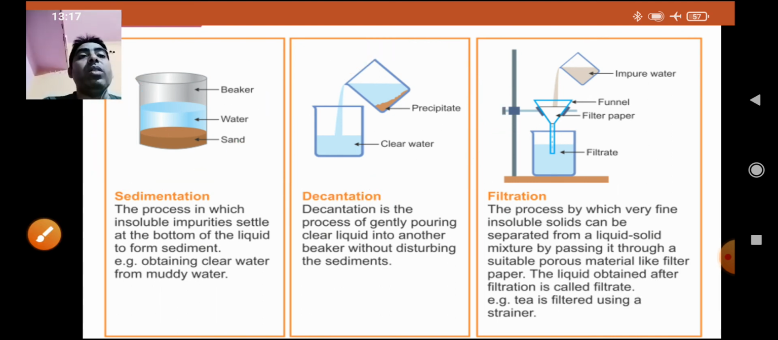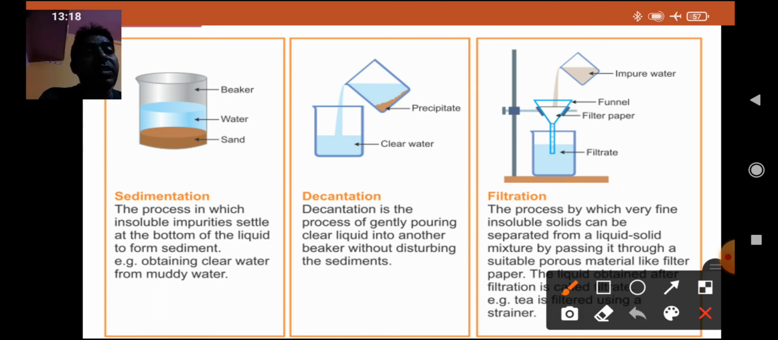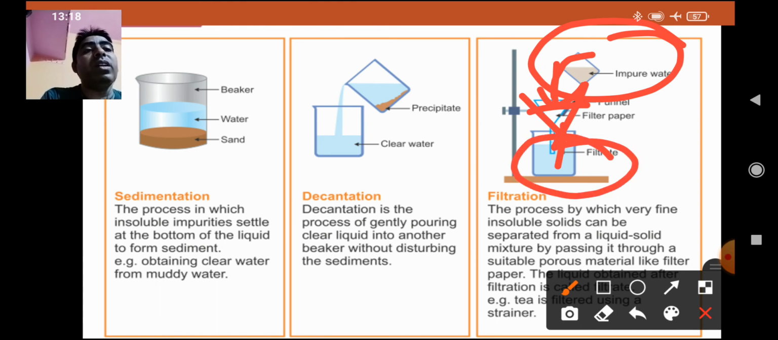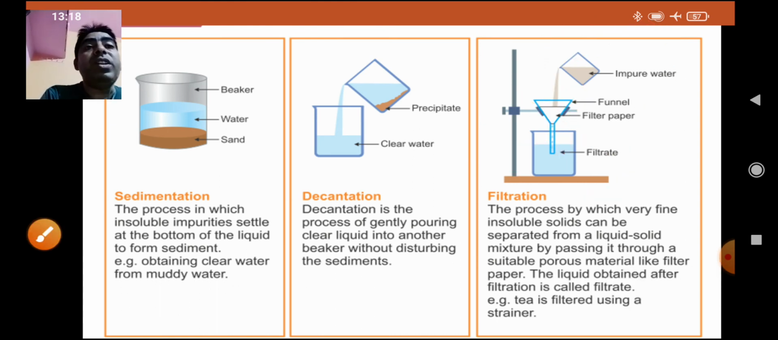Now our next term is filtration. What do you mean by filtration? The process of separating insoluble substances from a liquid using a filter. Please see here, this is the impure water, and this is the funnel, in which we have taken a filter paper. We are pouring the water. Whatever insoluble impure substance is there will get stuck in the filter paper, and the pure water or liquid will come down. That is filtration using filter paper.